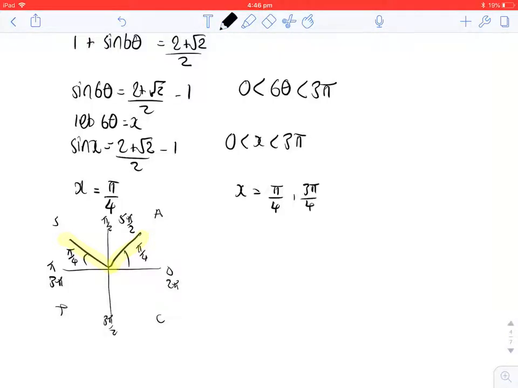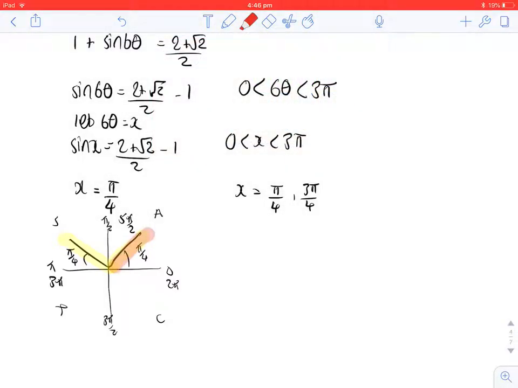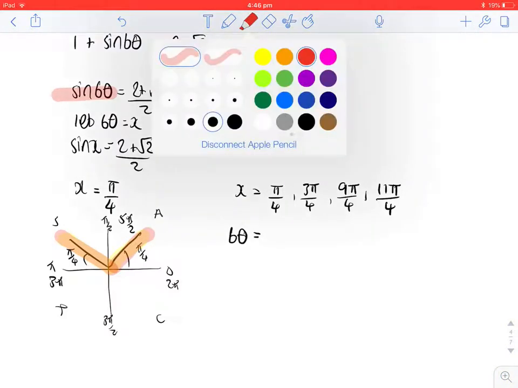so that's going to be 3 pi over 4. Then we're going to go around again, and we've got another solution in here, which is going to be at 2 pi add pi over 4. So 2 pi in a fraction over 4 is going to be 8 pi, so that's going to be 9 pi over 4. And then finally we've got another one in this quadrant here, which can be 3 pi take away pi over 4, which will be 11 pi over 4. Now these are our x values, and we're actually trying to find what theta is. So these values are equal to 6 theta because of our substitution earlier on.